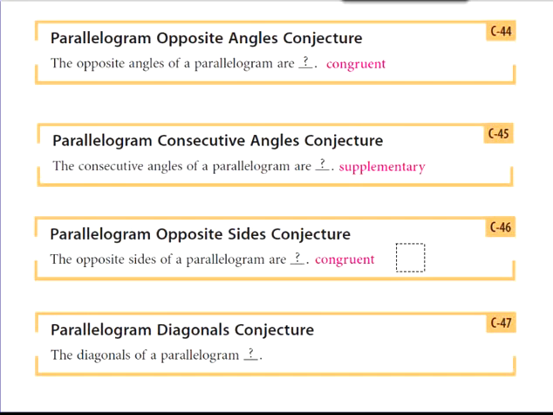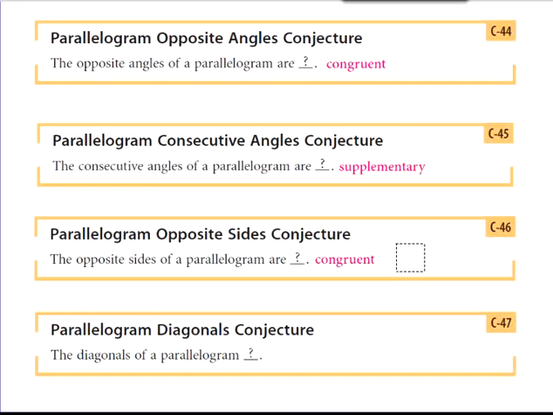So let's refresh again. Opposite angles of a parallelogram are congruent. Consecutive angles of a parallelogram are supplementary. And last but not least, opposite sides of a parallelogram are congruent.